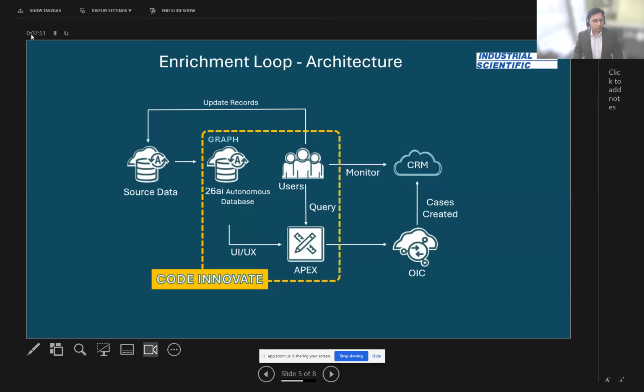So what we did was we worked with Melli and her team. There's something called a Code Innovate where Oracle works with our development team to understand how they can solve this problem for us. So now we'll jump into the architecture itself. I hope everybody understood the problem that we were trying to deal with. Let me know if you have any questions.